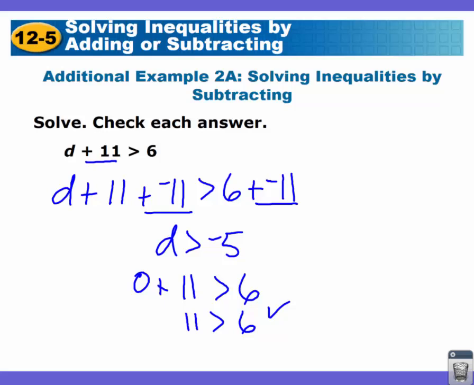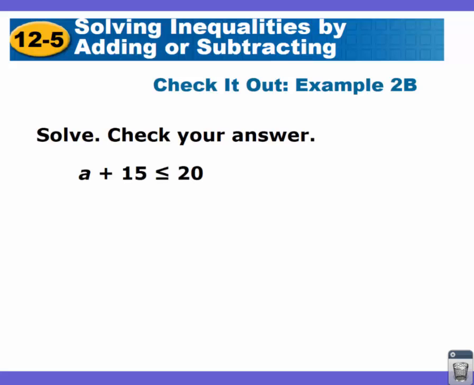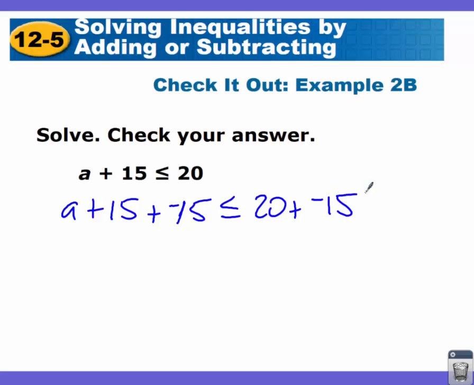Okay, let's try one more, and then we'll be done. Okay, so this one we're going to do the same thing. I need to get rid of this plus 15. So A plus 15 plus negative 15 is less than or equal to 20 plus negative 15. Again, that line now should just be habit. We end up with A is less than or equal to, and then 20 plus negative 15 is positive 5.